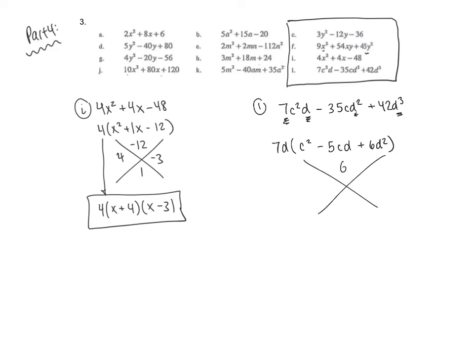So again, this has 2 variables, but that's okay. We need to think what multiplies to get 6 and adds to get negative 5. That would be negative 6 and 1. So we have 7d, (c minus 6)(c plus 1). And to get the d in the back, we're going to put a d back there.